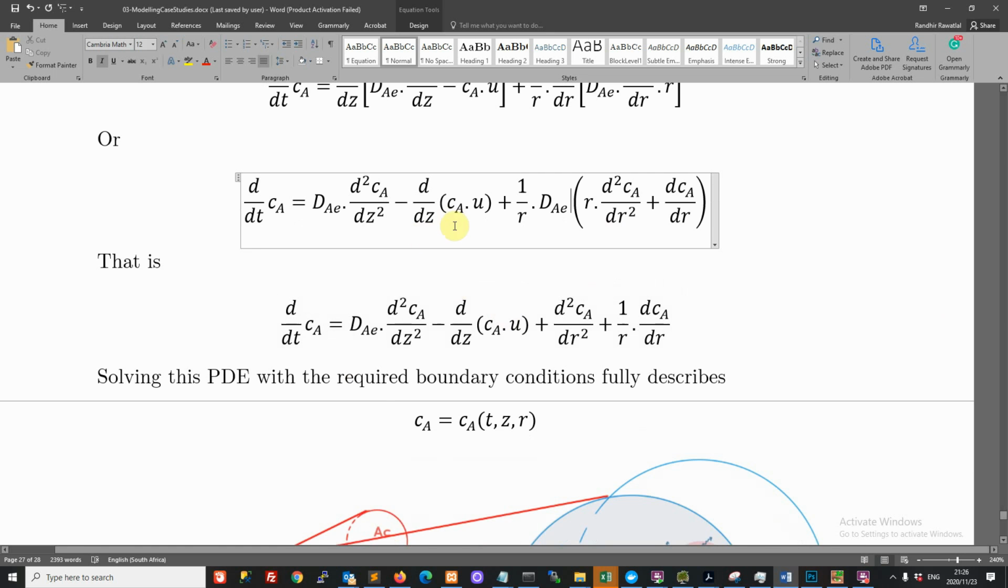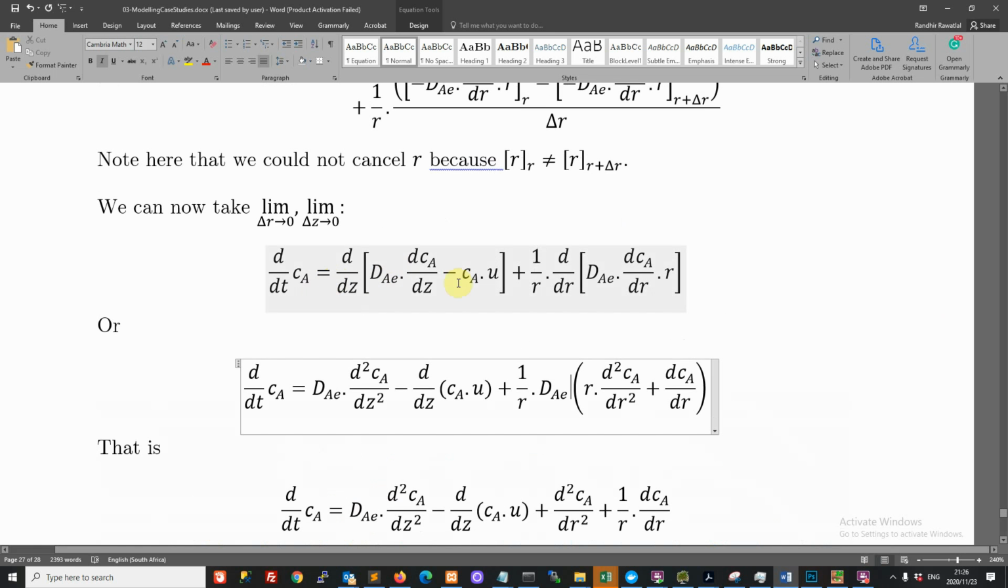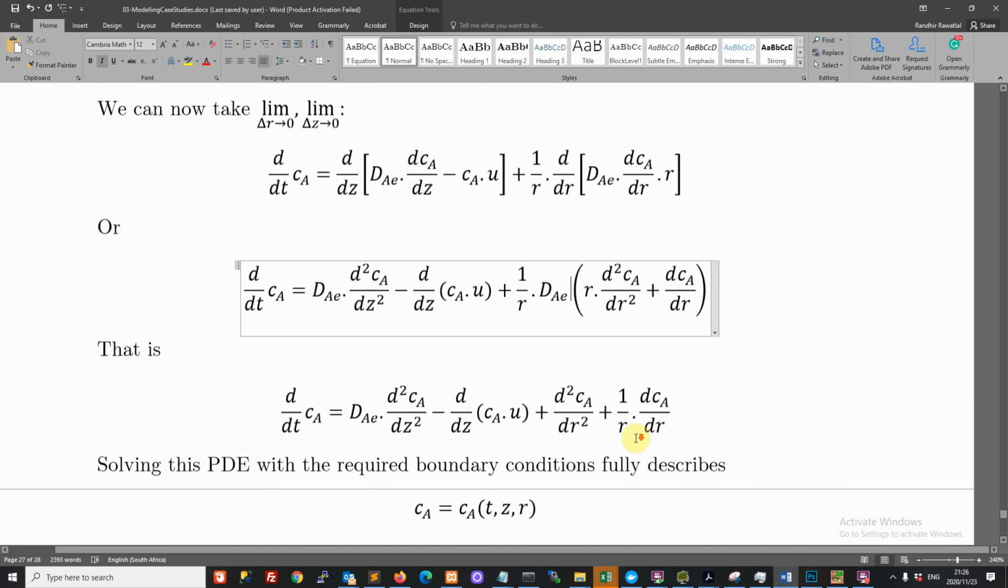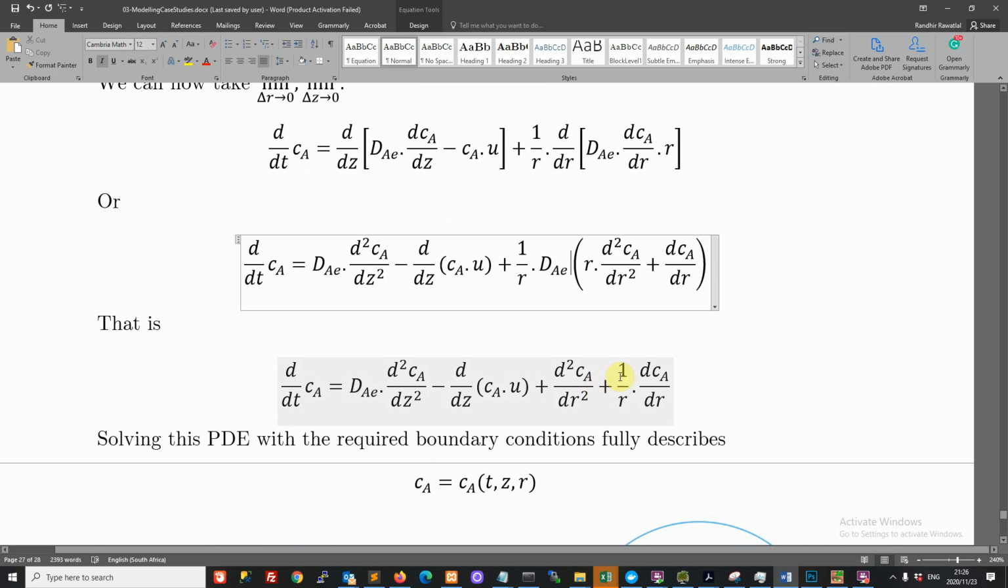But anyway, all this is quite unnecessary. You don't really have to expand on these derivatives in this way. So here the r's can cancel, leaving you with that. Here it's not going to cancel, so you carry the 1 over r.